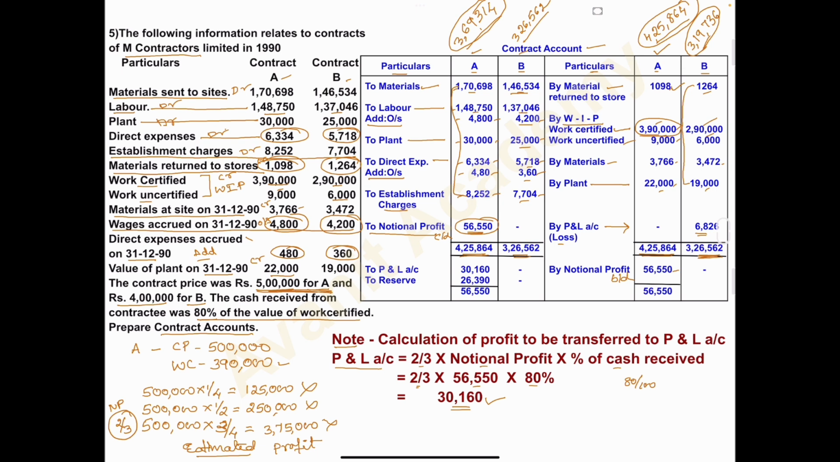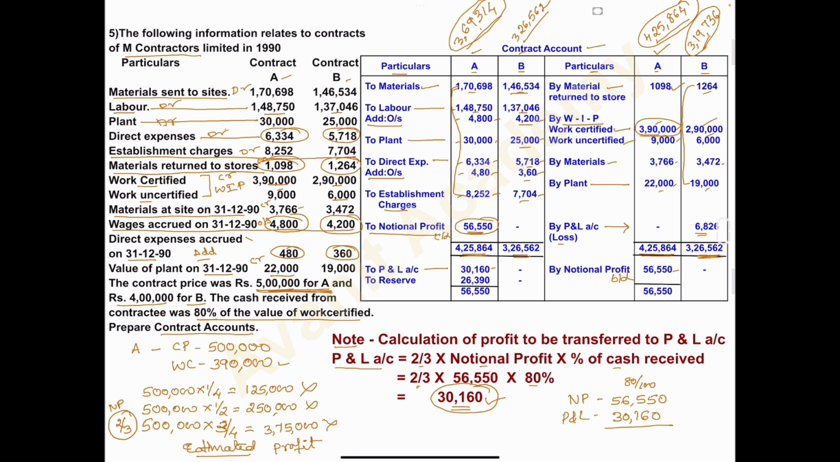So come to solution part, contract account. In that write to profit and loss account 30,160. Just we have calculated. And remaining amount to reserve. So the total notional profit amount is 56,550. In that 30,160 amount is transferred to profit and loss account.